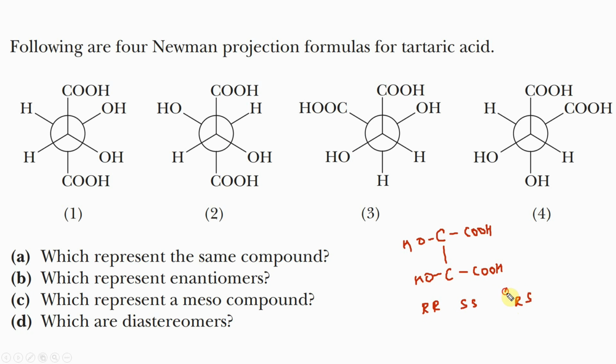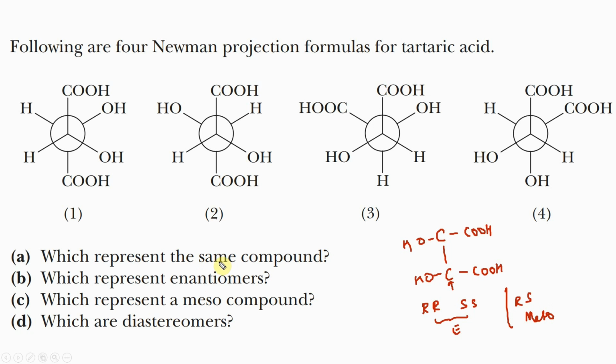We have seen this before. This is meso. R and S cancels out. This is enantiomer. We have seen tartaric acid before. Now we are viewing along one of these bond axes. Okay, this is actually not a NEET level question, because all four look different, but it's a good way to understand them. Any one of them can come as a question which represents the same compound.